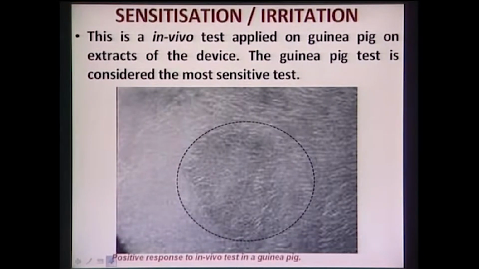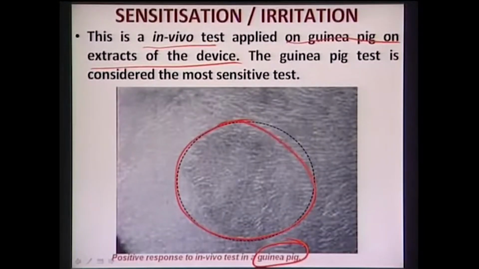Now, these are the guinea pig experiments I just mentioned. What you see here is a typical in vivo test applied on guinea pig on extracts of the device, and the guinea pig test is considered the most sensitive test. Now, what are called extracts? Extracts mean you have a biomaterial which you grind into very fine particles, and those fine particles you inject, just like a drug delivery, in the subcutaneous region. Now, if there is an inflammation on the skin, like the area mentioned here, that you can clearly take an image of and see, then you cannot say that the material is in vivo biocompatible.